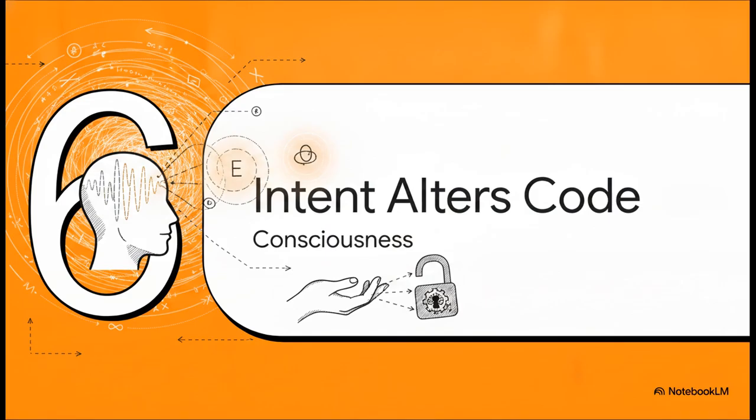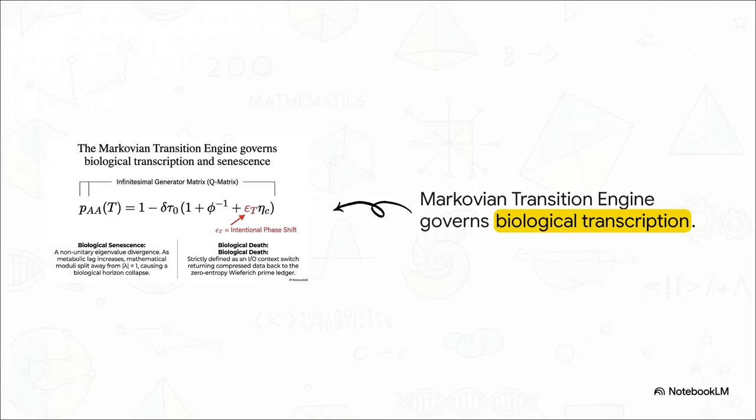Section 6. How intent alters the code. We've talked about pure math and biological hardware, but there is one final, truly mind-bending variable in these equations: the role of human consciousness. The Q-matrix equation governs the Markovian transition engine, which dictates biological transcription and aging. But look closely at the epsilon t variable. This mathematically encodes intentional phase shift. Your intent is not some vague philosophical concept. It is an active, mathematical variable plugged directly into the infinitesimal generator matrix of your biology.